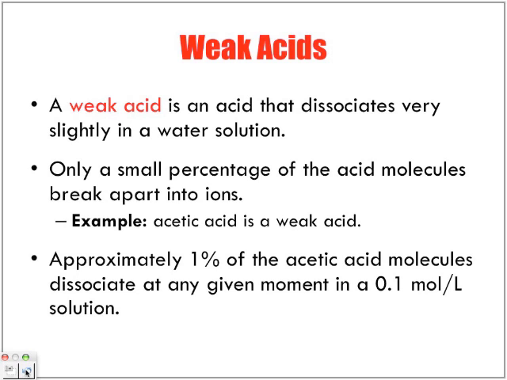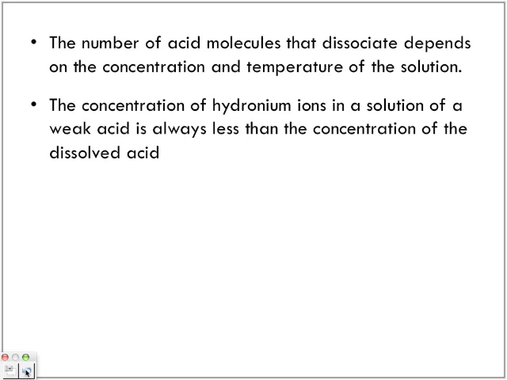As it says here, about 1% of the actual acetic acid will dissociate, meaning the remaining 99% remains intact as the acetic acid formula. And I'm going to show you that in just a second. And that 1% translates to 0.1 moles per liter of concentration that will actually dissociate into the respective ions.